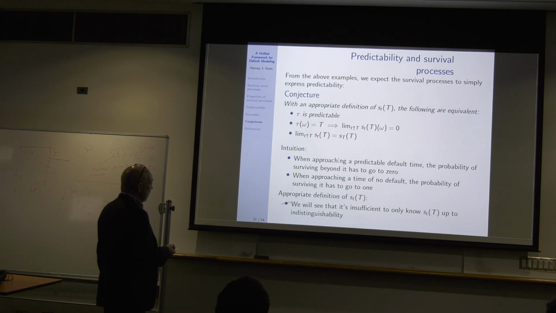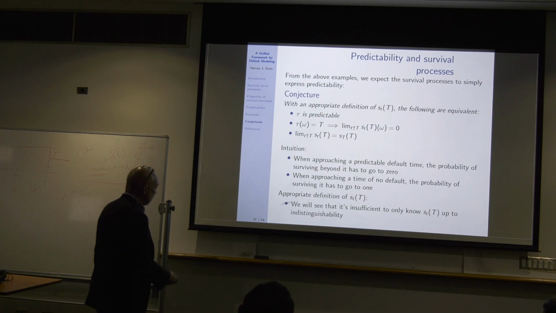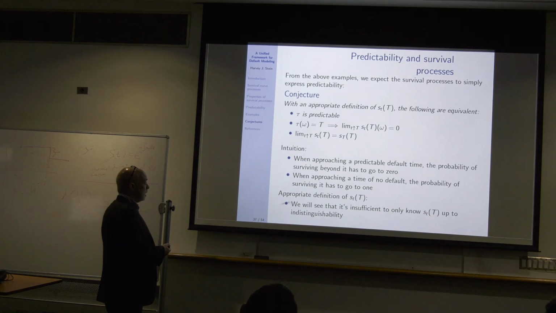Only problem is we can't exactly take these limits. In all the examples that we did, we could take the limits because we had explicit expressions for the survival curves. Not up to measure 0, just complete. So the measure 0-ness is going to mess this up a little bit.